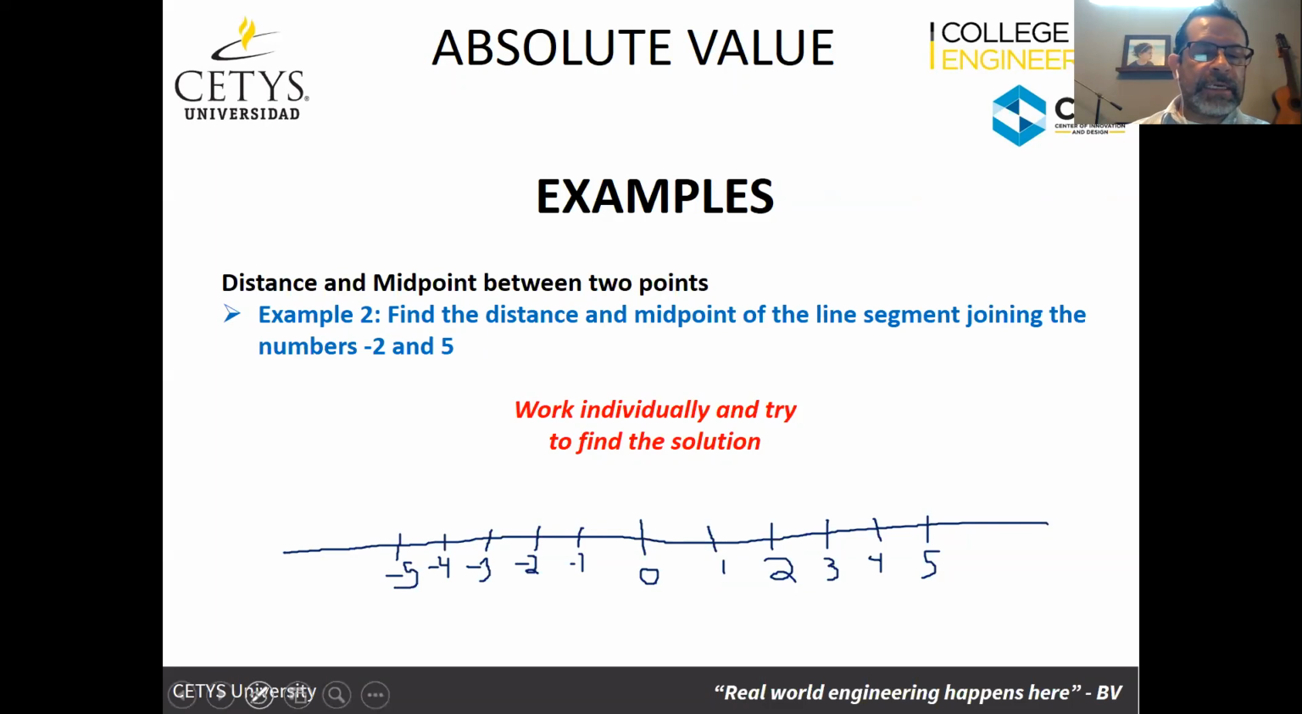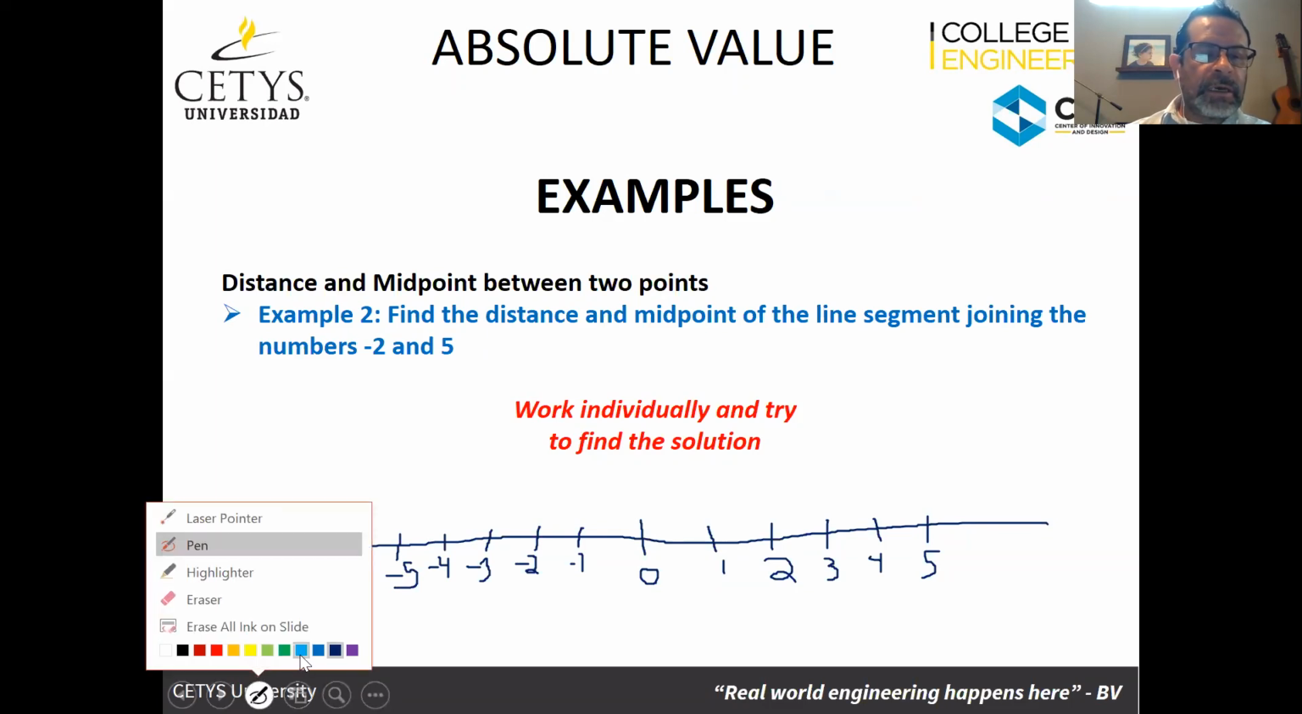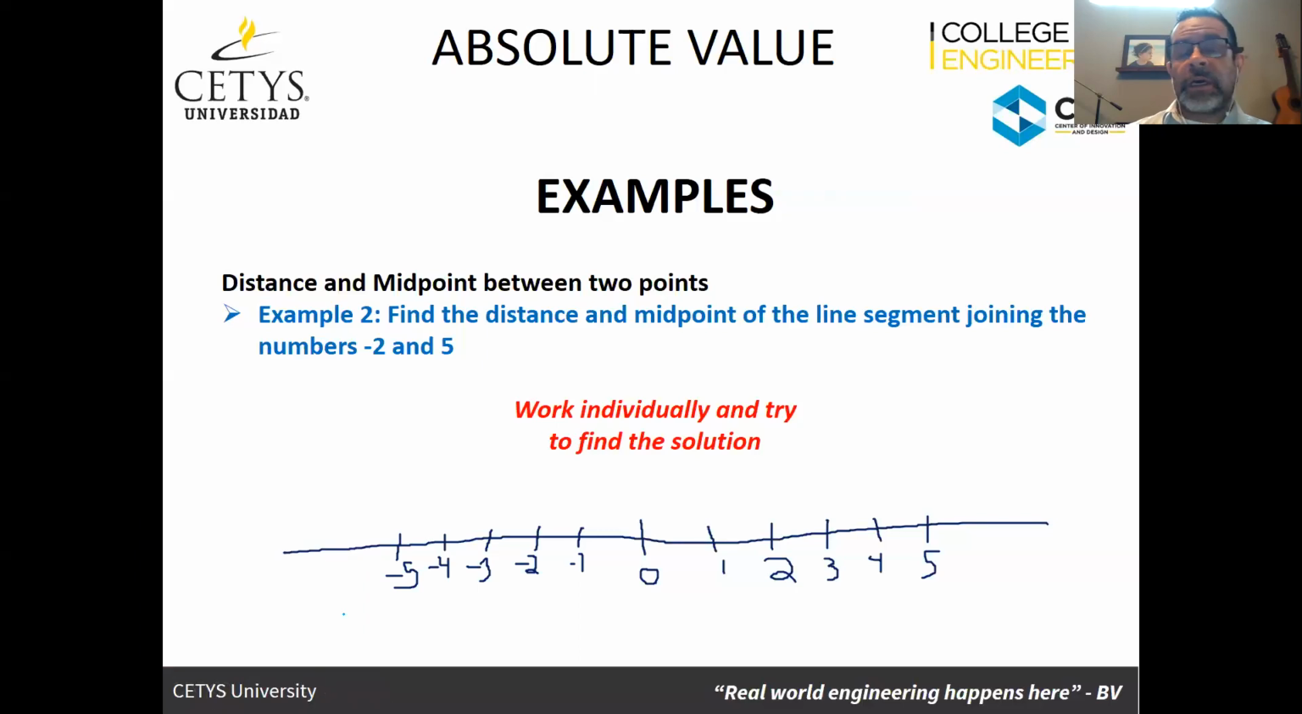Okay, so they're asking us to identify the distance between those two numbers, which in this case are -2 and 5, and also the midpoint. So one of the numbers is here. This is -2 right here. And the other number is 5. Can somebody tell me, just looking at this graphical representation, what is the distance between these two values? Just the distance between these two in units. Can somebody tell me, please?